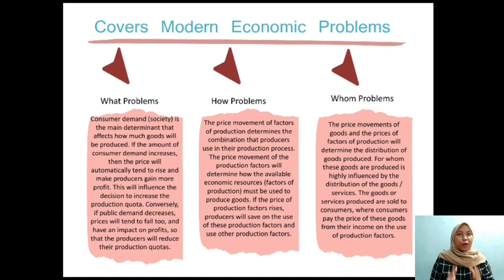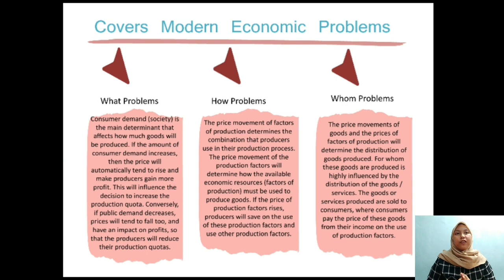And 2. The how problem. The price movement of factors of production determines the combination that producers use in their production process. The price movement of the production factors will determine how to use available economic resources. Our factors of production must be used to produce goods. If the price of a production factor rises, producers will save on the use of this production factor and use other production factors.